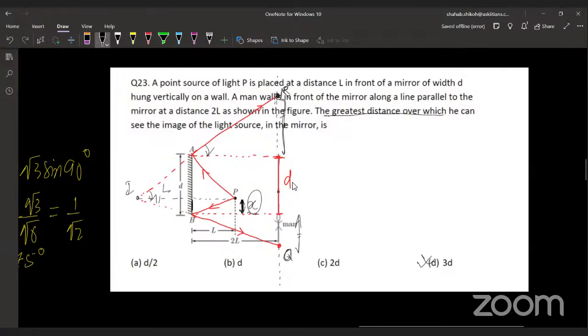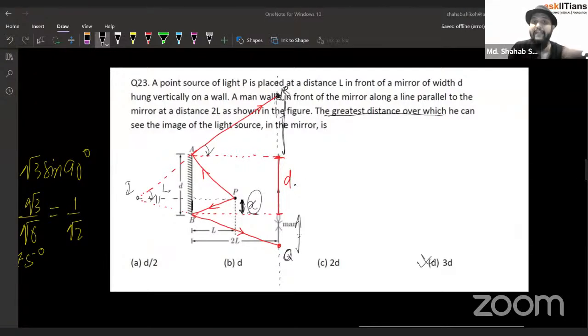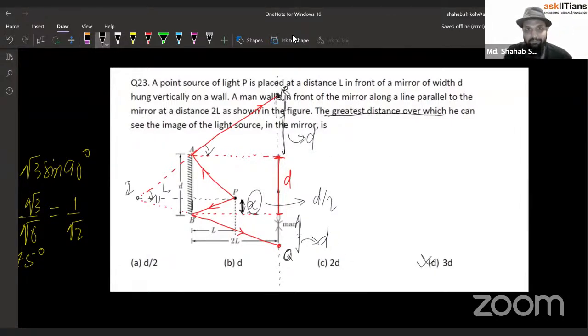Yes, sir. Because the answer is not given in terms of X, that means the answer is independent of X. So you can choose whatever X you want according to your convenience. I will choose X equal to D by 2, so that this is just half of it. And if it is D by 2, it's very easy to prove this is equal to D and this is equal to D. Does that make sense?